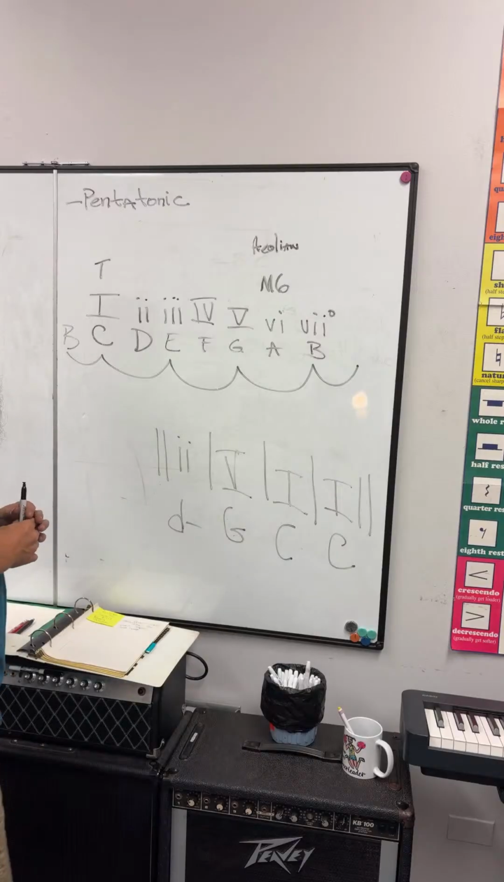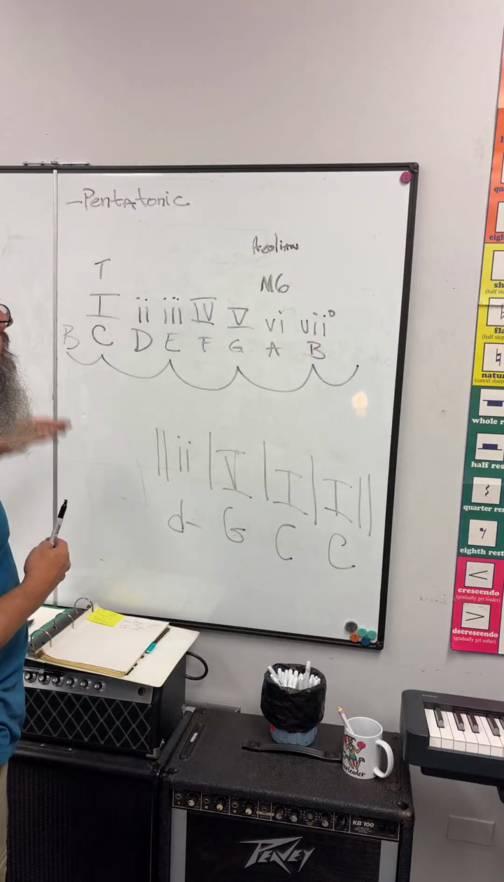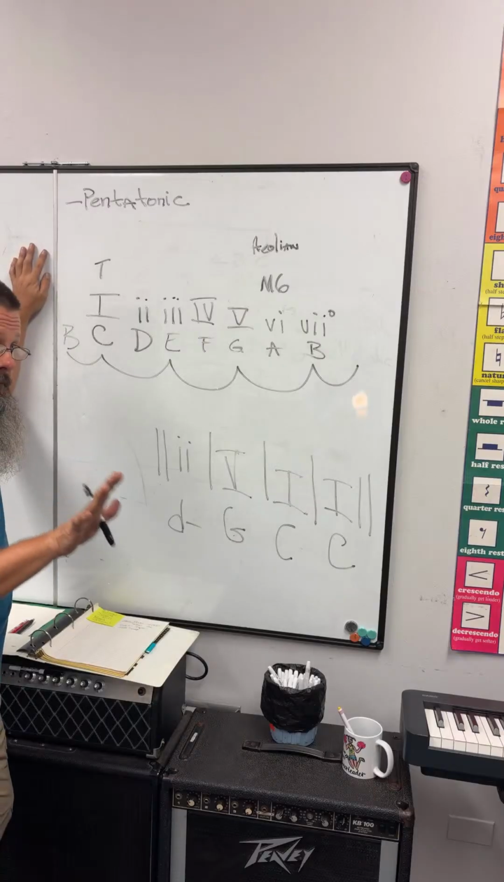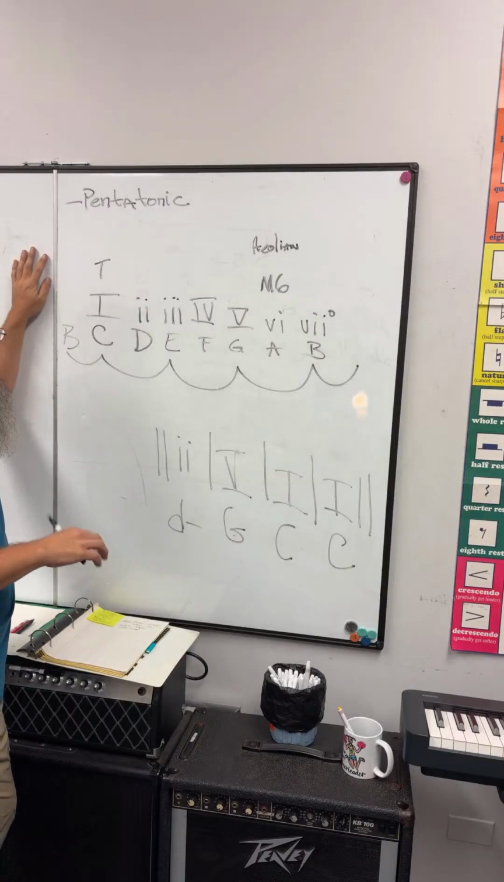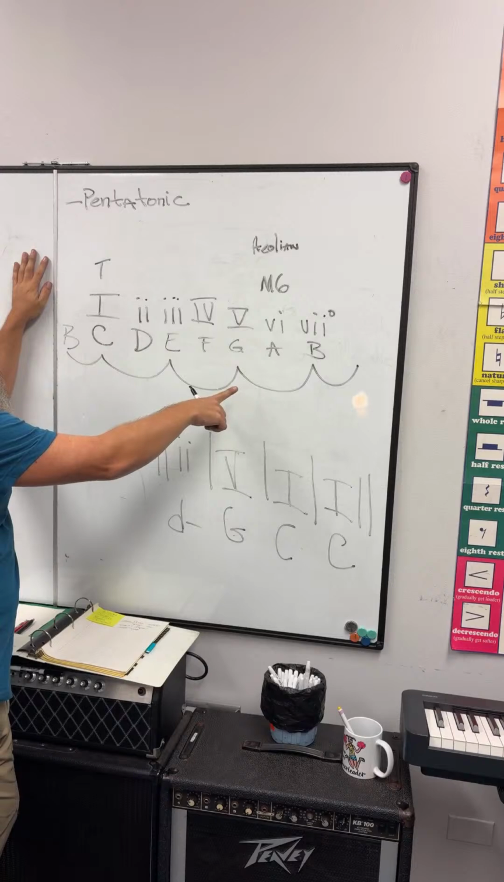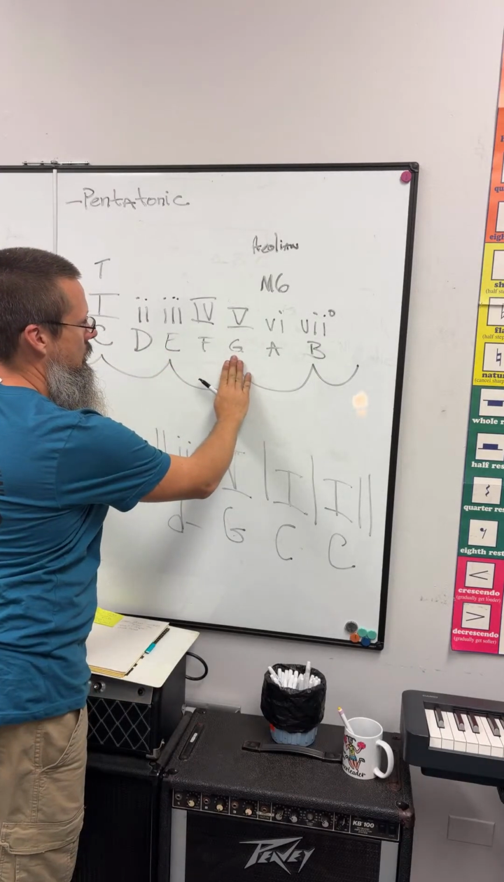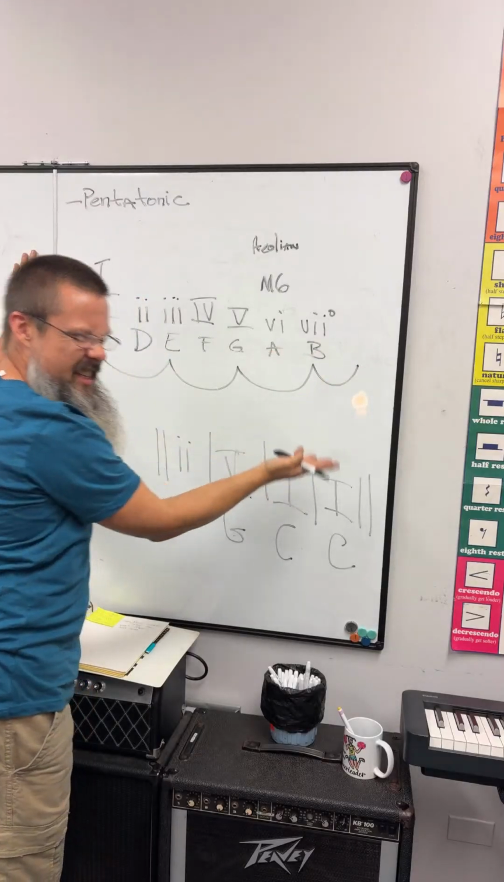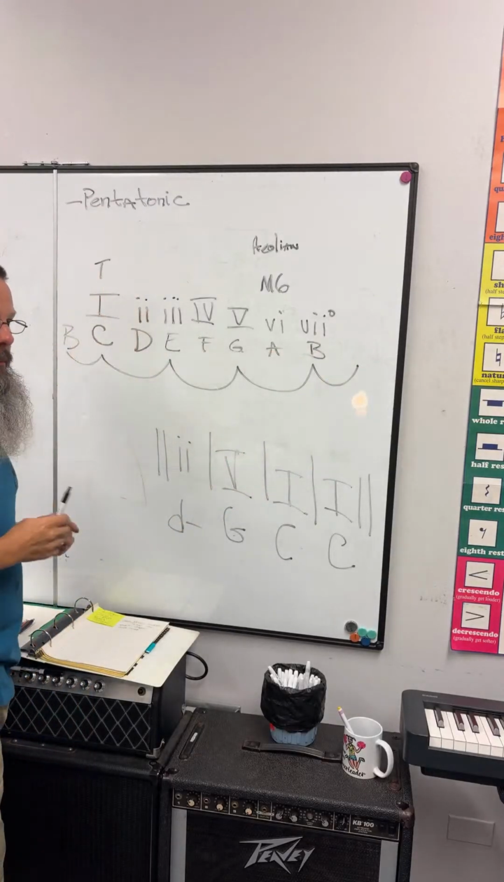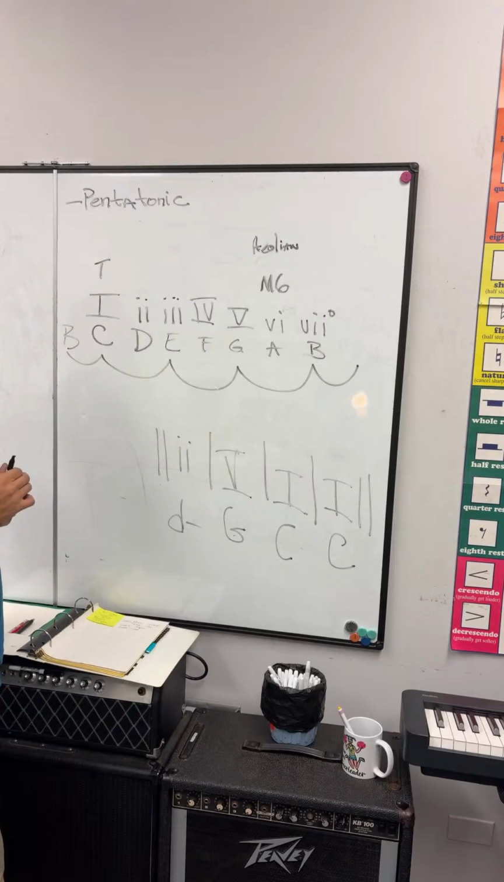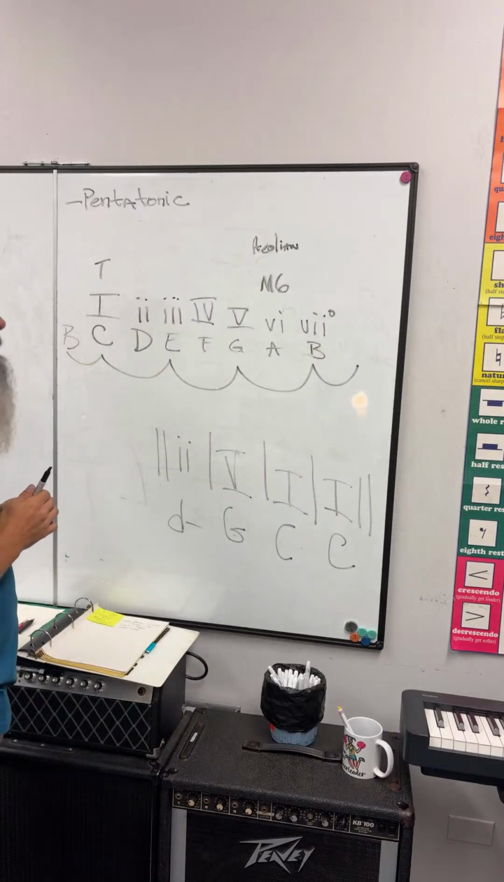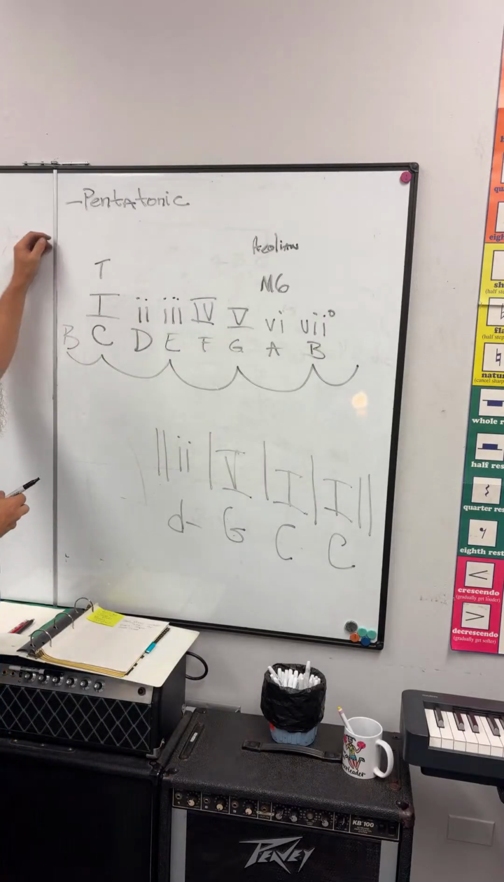But the pentatonic is 5 notes chosen from the diatonic scale: C, D, E, G, and A. And then C again for the higher octave. C, major, minor, minor, major, minor.